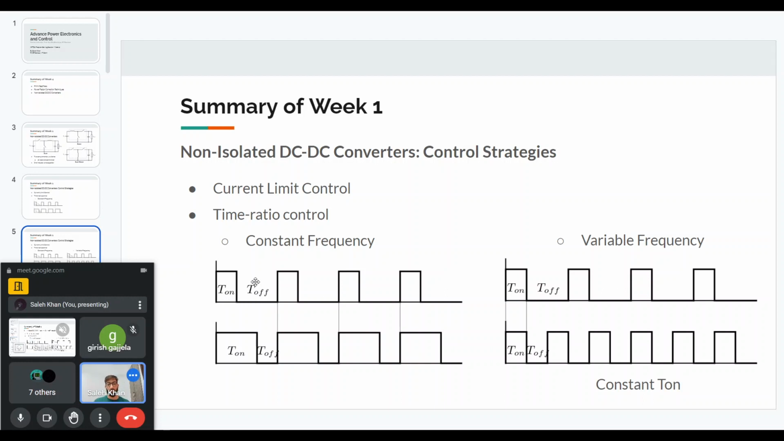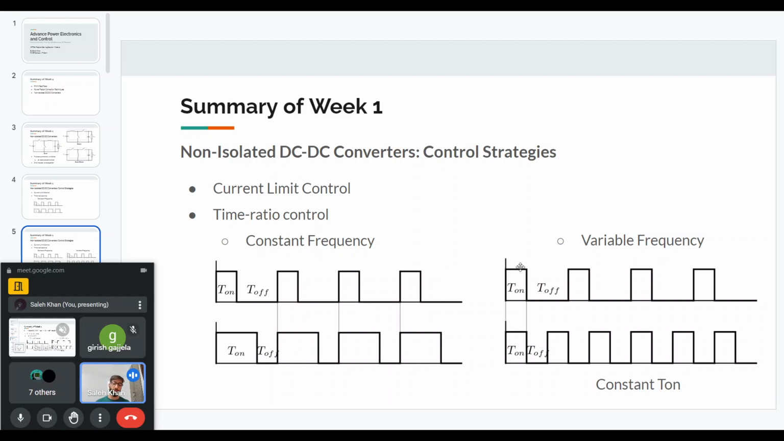Now, there are different ways of changing this duty ratio. One way is to have the overall switching frequency constant. That means we will have T on plus T off as constant. And then by changing the T on time, we can change the duty ratio. So that is constant frequency control.